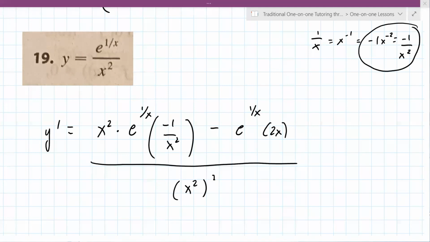Do you feel good about your quotient rule formula? Like, do you feel like you could wake up in the morning and write it? Yes. Okay, that's key here.